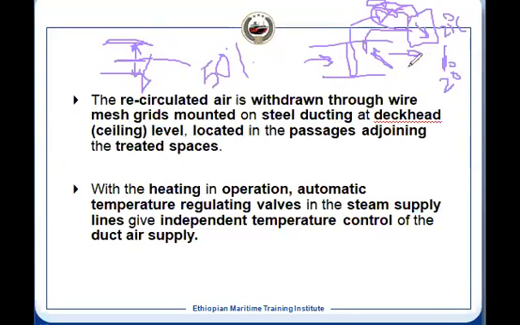So that is the reason when it is maintaining the temperature, when the measured value and the set value are the same, at that time it should not be in fully open or fully closed position.